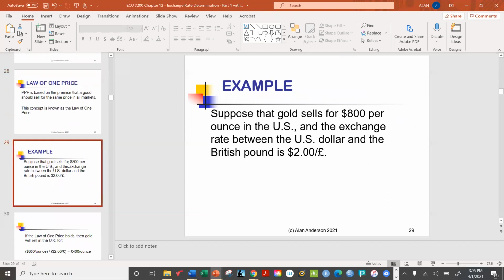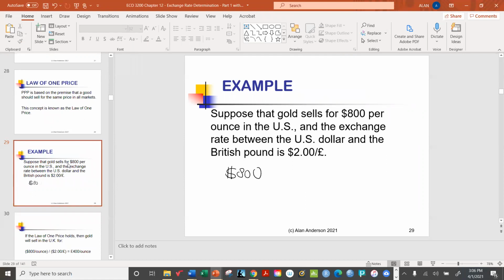So we looked at this quick example here of gold selling for $800 an ounce in the US when the exchange rate is $2 per pound. This implies, of course, that the gold should be selling for 400 pounds an ounce in the UK. How do I know that? Well, by the way, whenever you're dealing with exchange rates like this, you have to make sure you know whether to multiply or divide. It can be a bit of a headache. So here's what you can do.